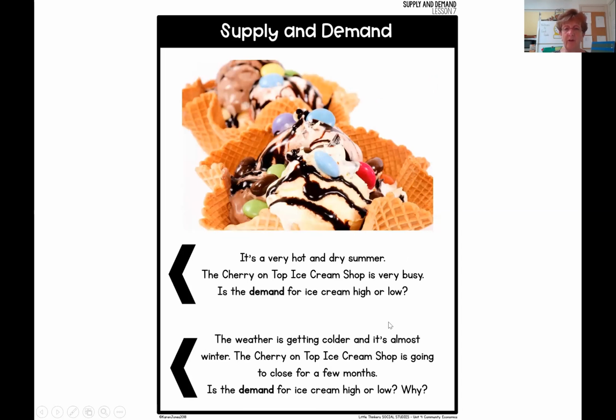It's a very hot and dry summer. The Cherry on Top ice cream shop is very busy. Is the demand for ice cream high or low? You're right, it's high. It's hot outside. People want to cool down with some ice cream.